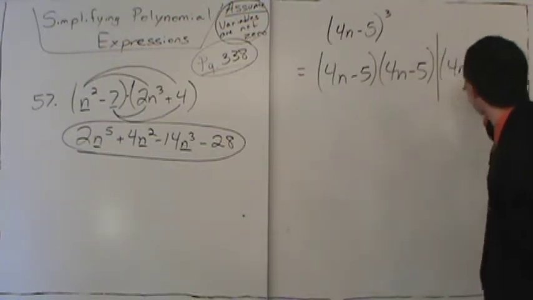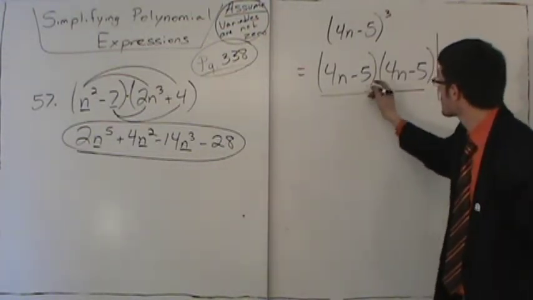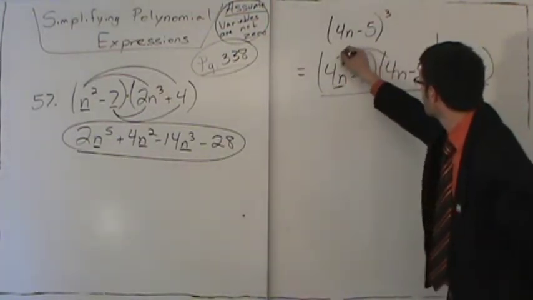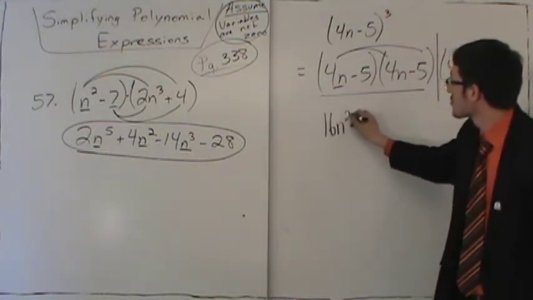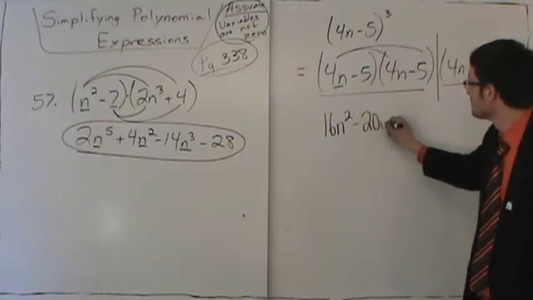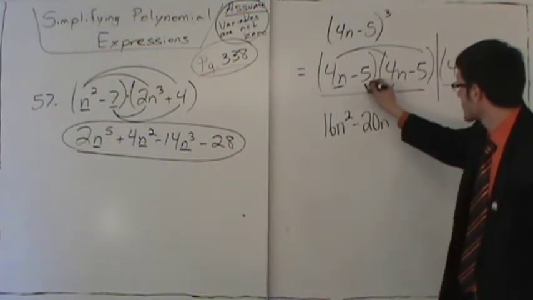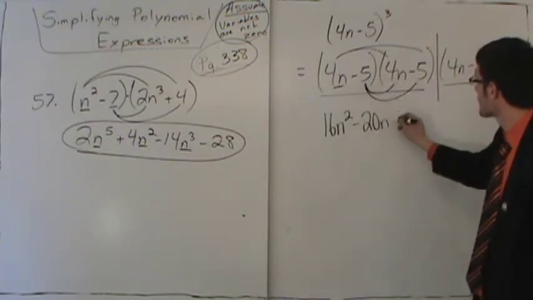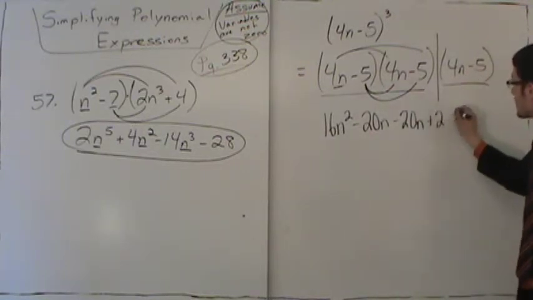I want you to ignore the third one. Just focus on the first two. So we're going to take the first two, take the first term, multiply by both. 4n times 4n is 16n squared. 4n times your negative 5 is negative 20n. Take the second term and multiply by both. Negative 5 times 4n is negative 20n. And negative 5 times negative 5 is positive 25.